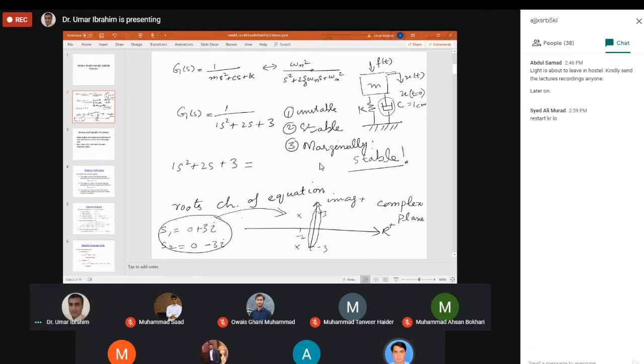So what does marginally stable mean in a physical system? For example, in a spring mass damper system, if there is no damper, what will happen to the response of the system as time t approaches infinity? It will keep moving. There will be no decay, and of course there will be no growth for a spring mass damper system. So this is called a marginally stable system.